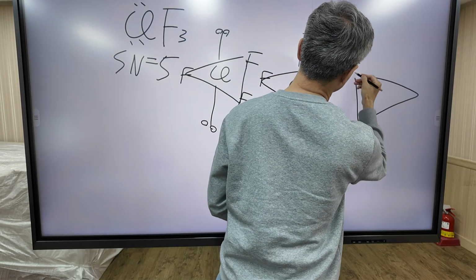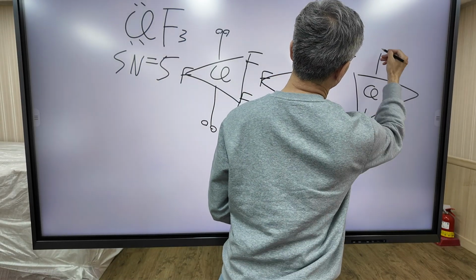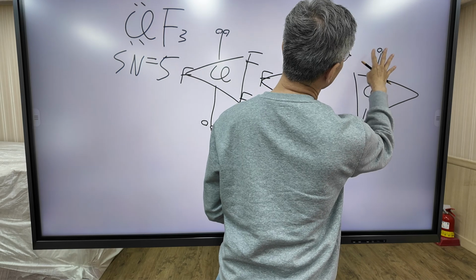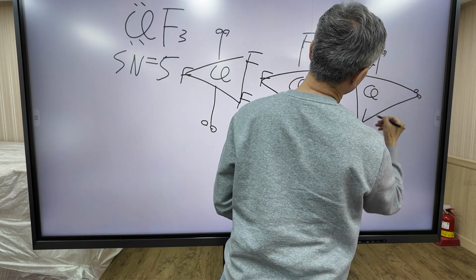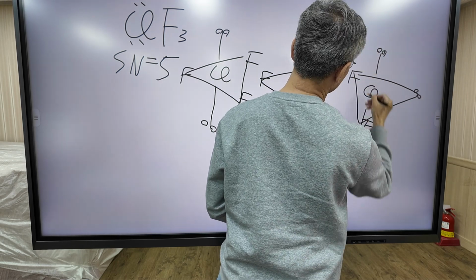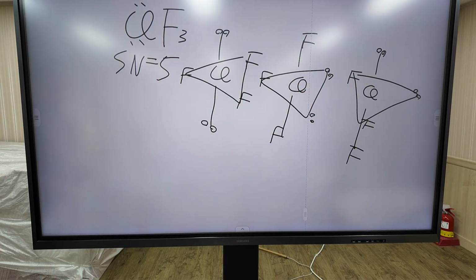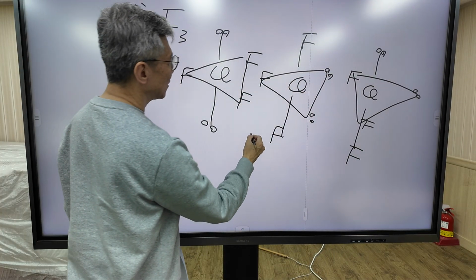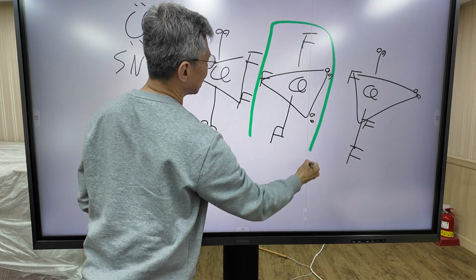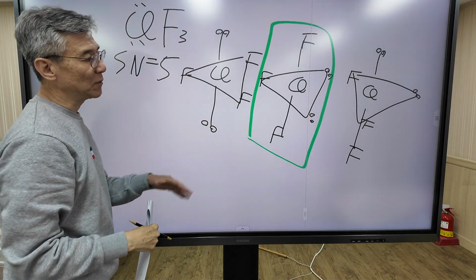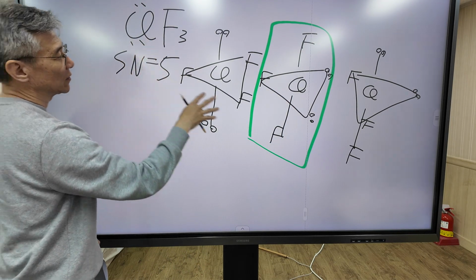Third possible structure has one lone pair on the axial position and one lone pair on the equatorial position. This is the third possible structure. As in the textbook, the structure is this one. Then how do you confirm that the structure of ClF3 is this one?